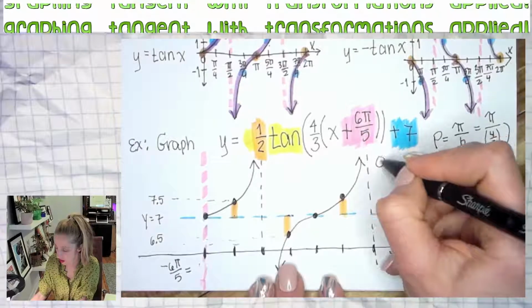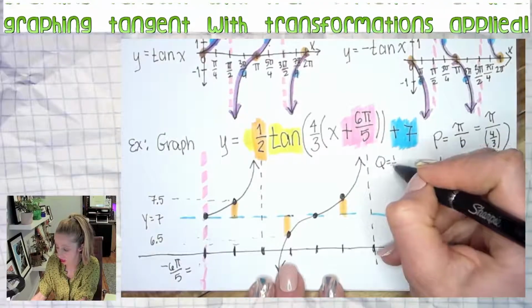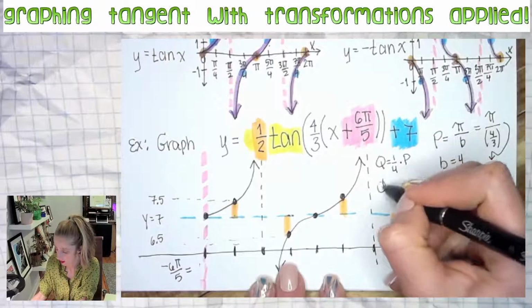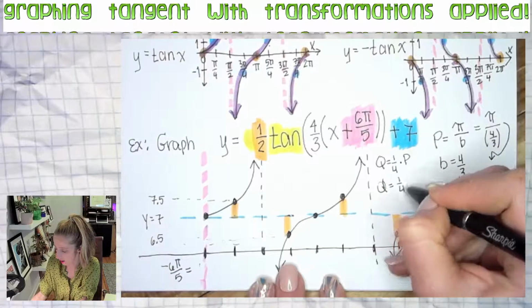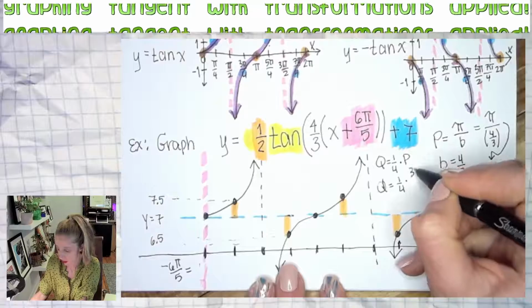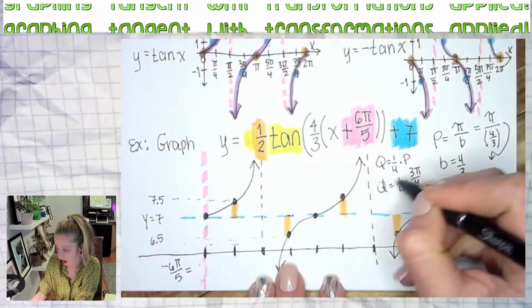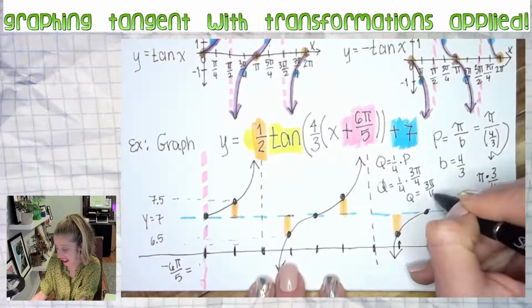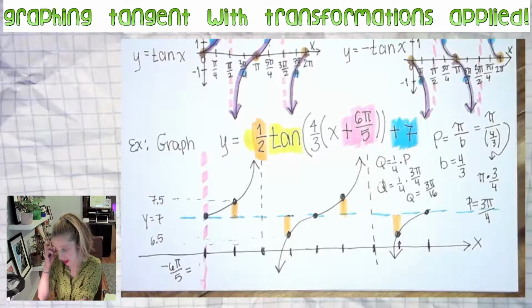I still want a quarter of that. Sorry, I write all over the place. A quarter of it is 1/4 of the period of 3 pi over 4. And that means our quarter period is 3 pi over 16. So this denominator is 16.